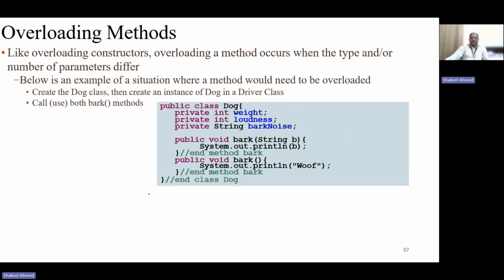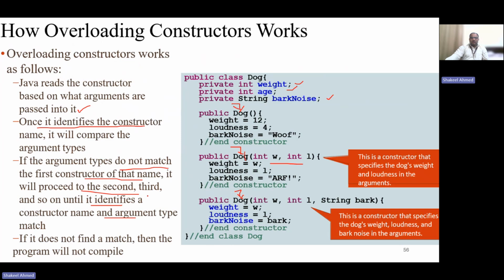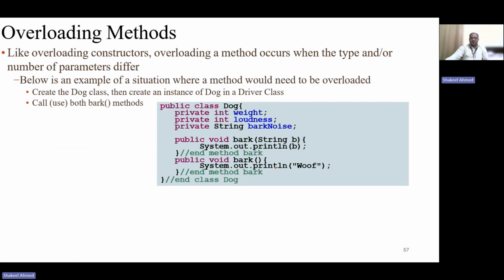So this is how we can write constructors as overloaded methods, and you can also have methods that are overloaded. What are overloaded methods? It's the same concept, where the method name is bark and bark over here. You can use the same method name, but your signature or arguments will be different. Like overloading constructors, overloading a method occurs when the type or the number of parameters differ.